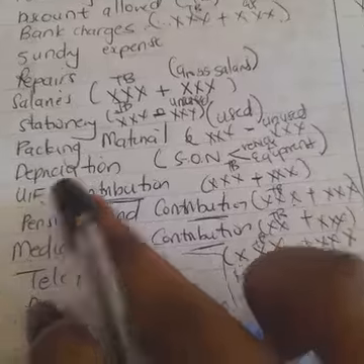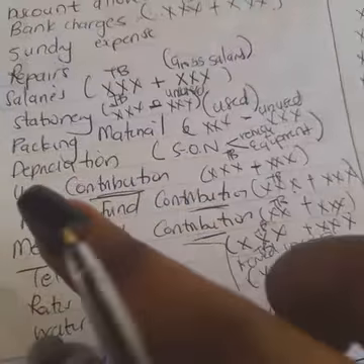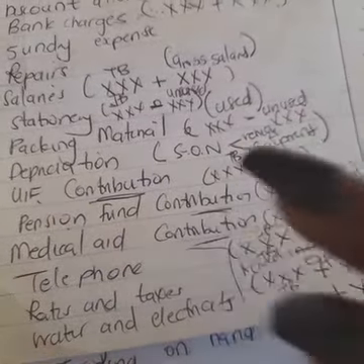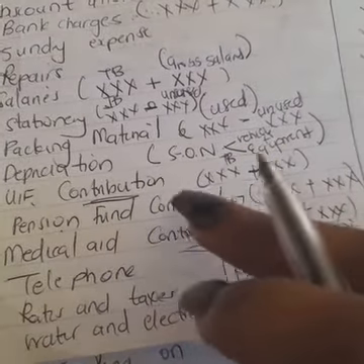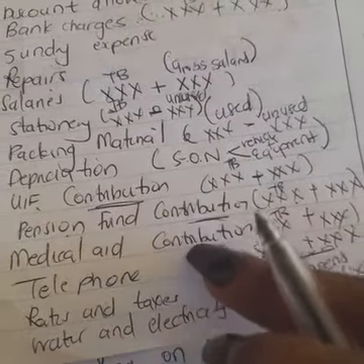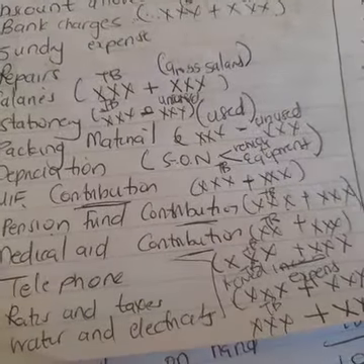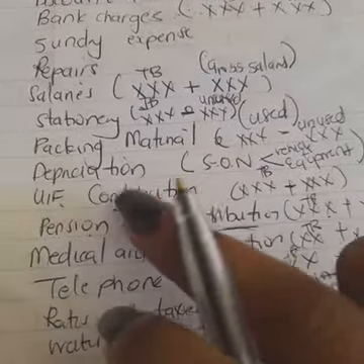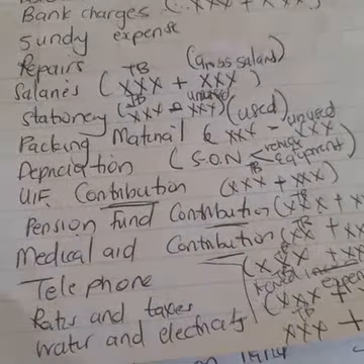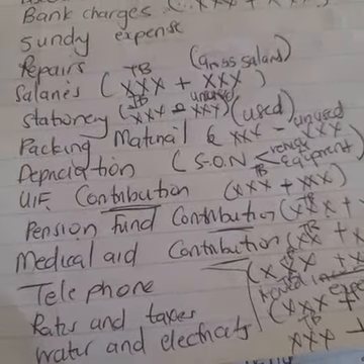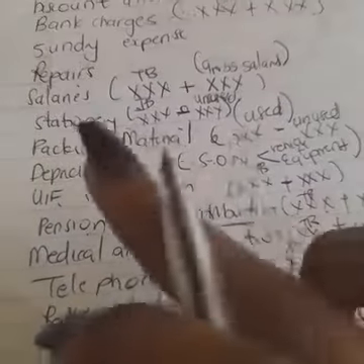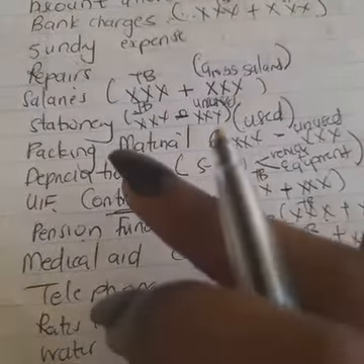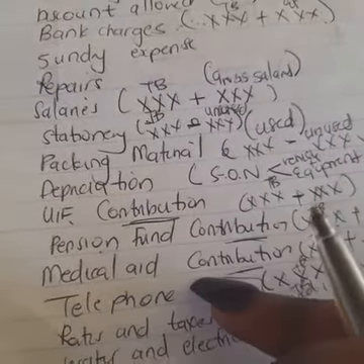Then you have your UIF contribution, pension fund contribution, and medical aid contribution. This is the owner contributing for the employee, right? So I contribute, he contributes. What Mr. Sibisi contributes, we call a contribution, but what I contribute, we call a deduction. So this is the business contribution, or the owner's contribution, and the owner's contribution is an expense, right?